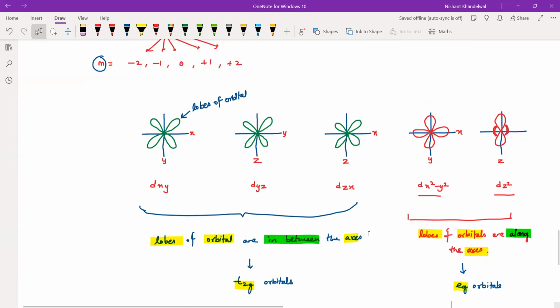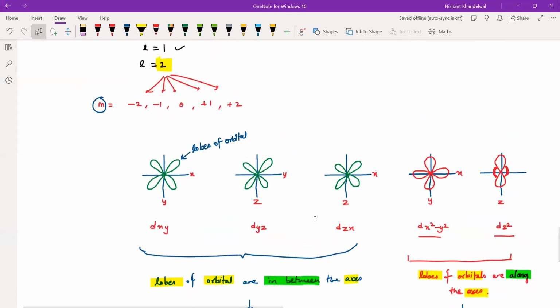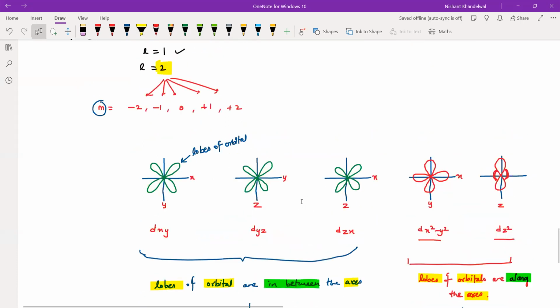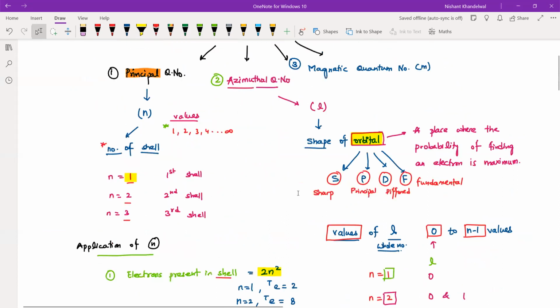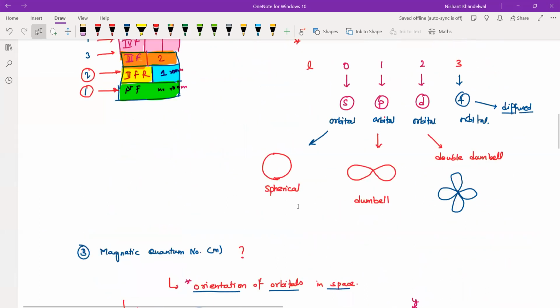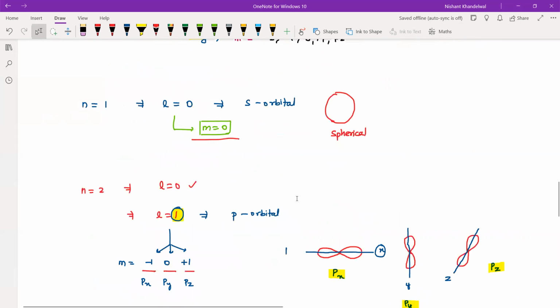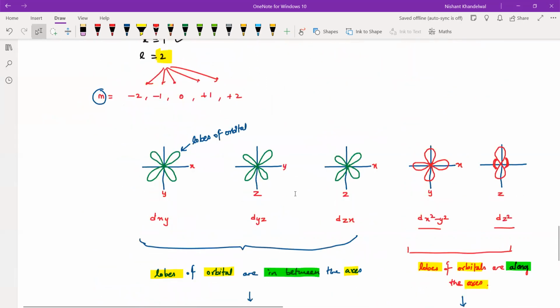But you should know this because these are all associated with quantum numbers. We have discussed these three quantum numbers. The fourth one is remaining, and we will discuss it in our next class. Do you have any doubt regarding this? No. Okay, so see you in the next class. Thank you.